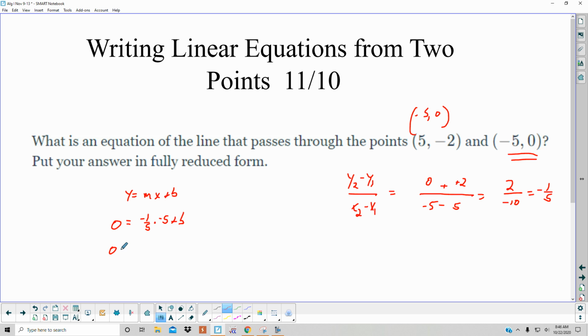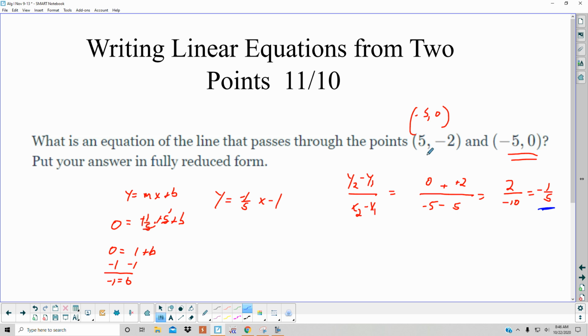So 0 is equal to, this becomes positive, and the 5's cancel, and that becomes positive. So you just have 1 plus b, subtract the 1, and you get -1 is equal to b. So your final answer is y is equal to -1/5 x minus 1. So that's your answer.